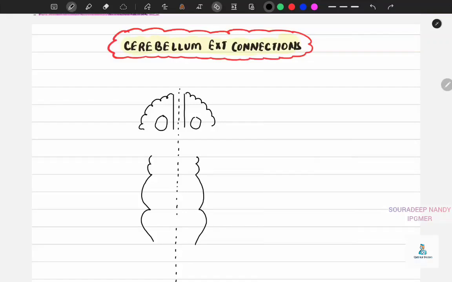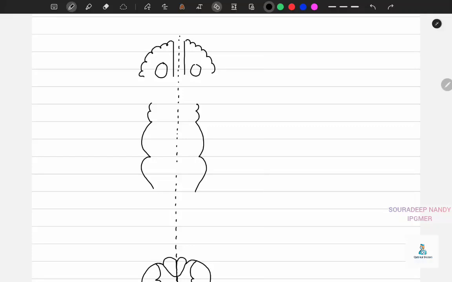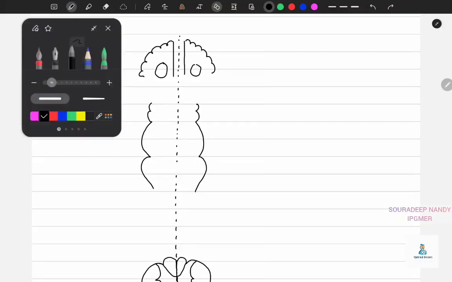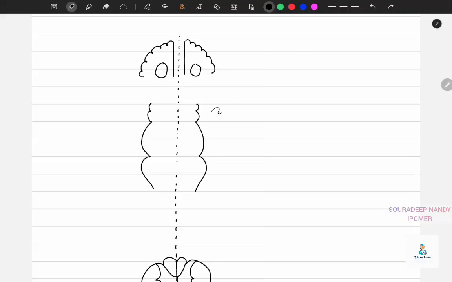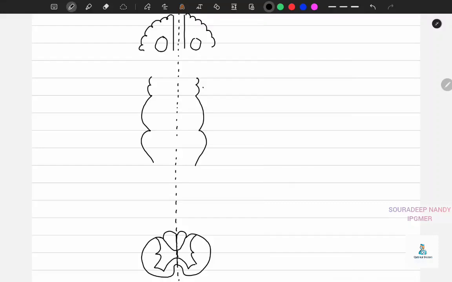Now let us discuss the cerebellum and its external connections. Here I have drawn the cerebrum. Then I have drawn the brainstem structures, the midbrain, pons and medulla, and here I have the section of the spinal cord. First I will discuss the main functions of the cerebellum.